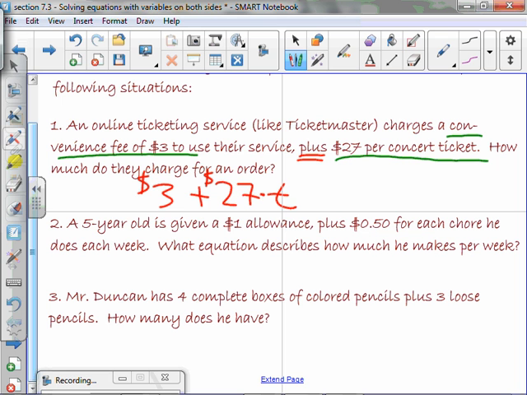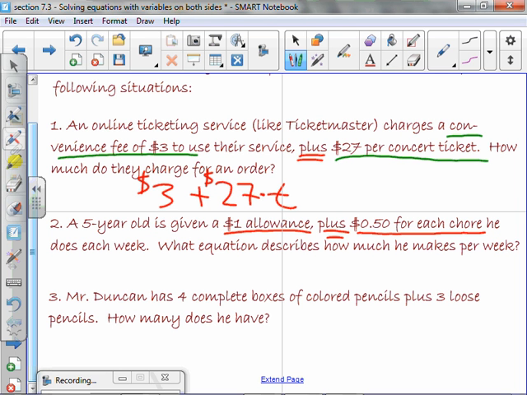Okay, so for number 2, a 5-year-old is given a $1 allowance plus 50 cents for each chore he does each week. Okay, so I'm going to underline my important information. $1 allowance, that kind of seems to me to imply that he's going to get it no matter what, and it's not going to change. And then 50 cents for each chore. Okay, again, the plus tells us we're going to be adding.